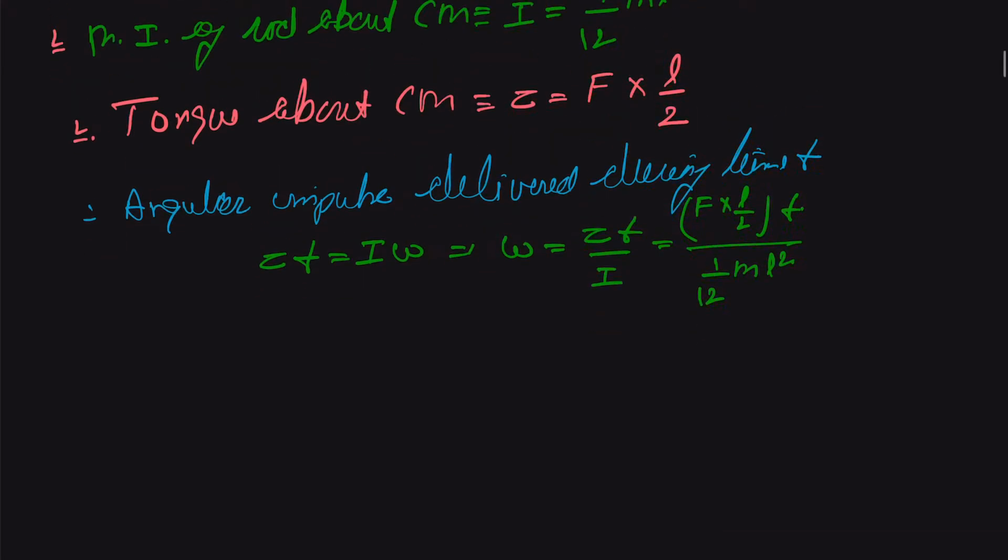and this will be giving us, this L square goes away and 12 goes by 2 over 6. Therefore we get this will be equal to 6Ft divided by ml. This is our angular velocity delivered during this time t.